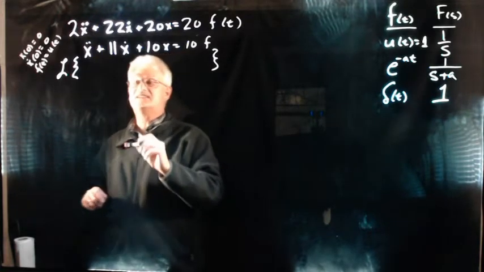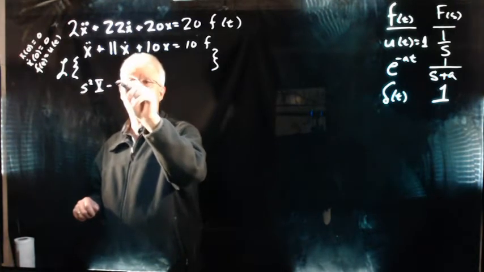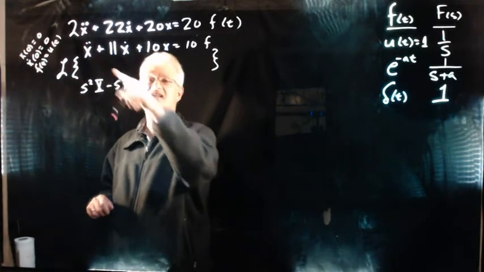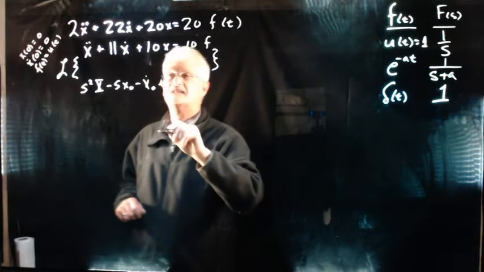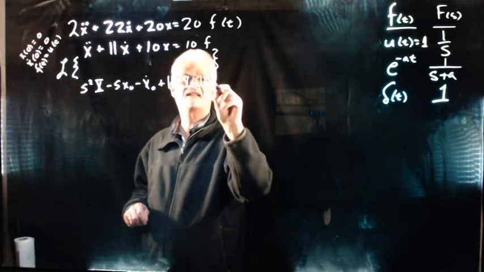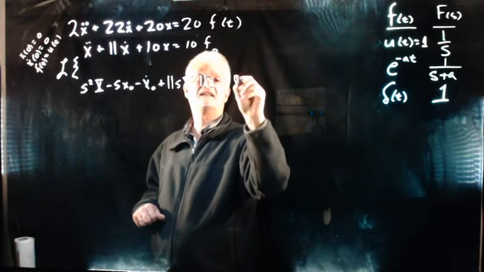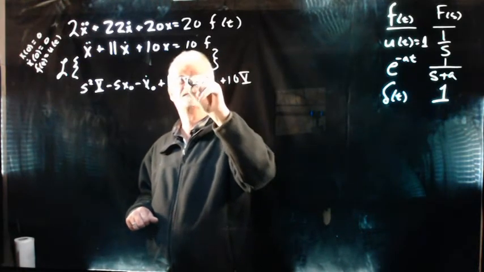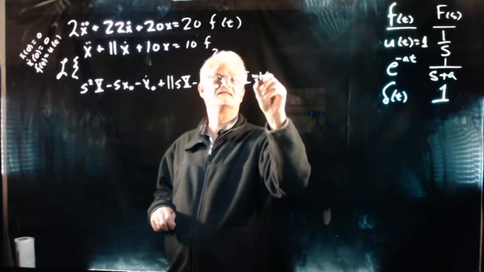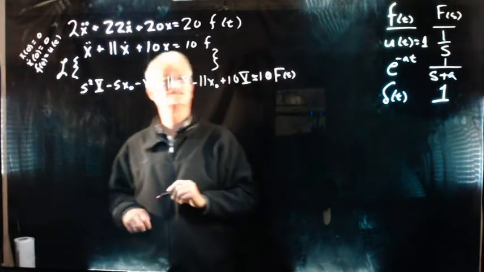So here's what we're going to do. We're going to take the Laplace transform. So this is s squared x minus s x0 minus x dot 0. That's the x double dot. Plus 11s x minus 11 x0. So that's x dot. And then plus 10x. This is a capital X here, if you can't tell what that is. Is equal to 10 f of s. Right? So there we go.